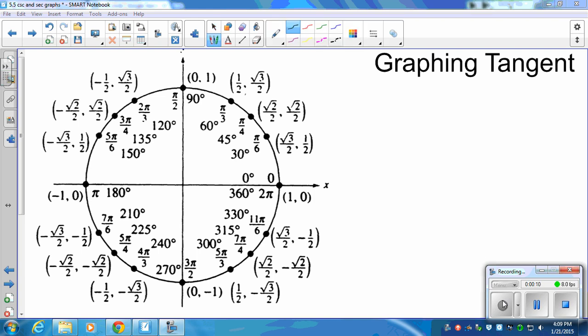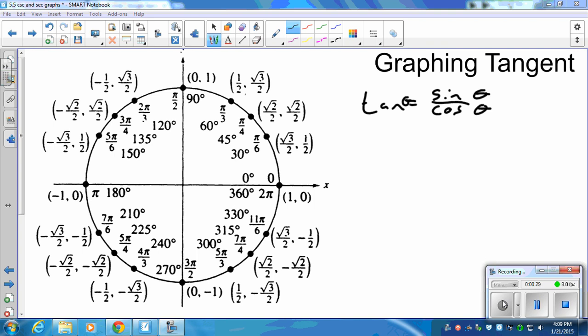So when we're first looking at tangent graphs, let's go ahead and think about our unit circle. Remember that tangent is equal to sine over cosine. And technically, we should have our angles here. Okay, so tangent of theta is equal to sine of theta over cosine of theta.